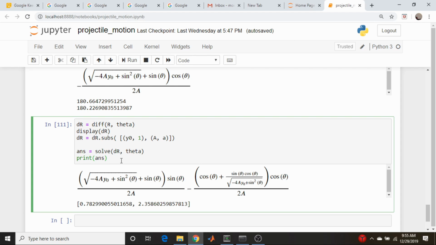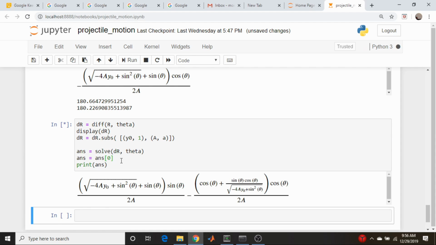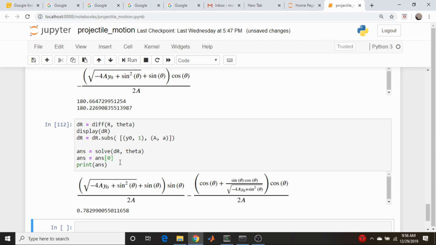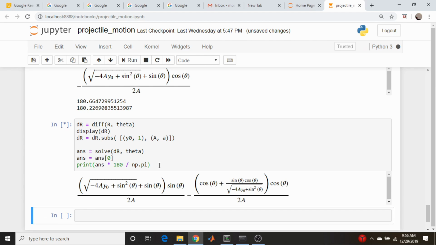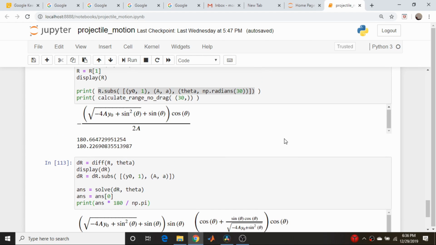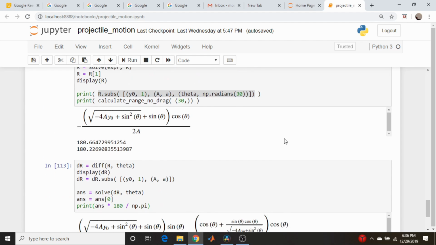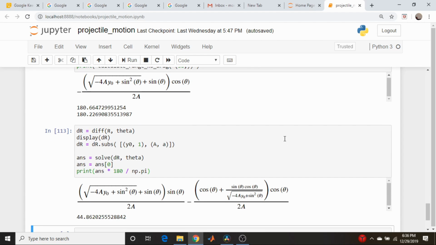So we get two answers here, and the one we want is this one, this roughly 0.782 something. So let us just actually come up here and go ans is equal to ans 0. Okay, and now that needs to be turned into degrees. So I'm just going to come up here and multiply it by 180 and then divide it by np.pi. 44.86, which is about what we expected. And I think we're already over 40 minutes, so I'm going to split this video into two parts. So I'm going to call it quits here and see you in part 2.